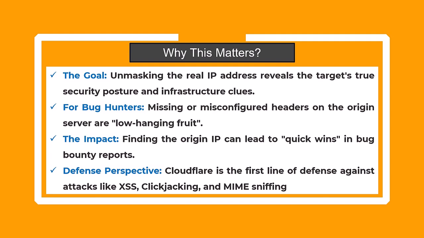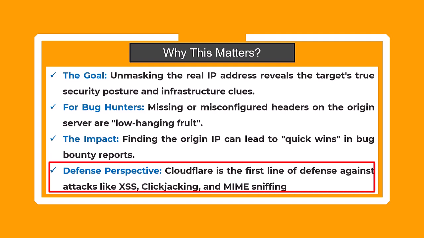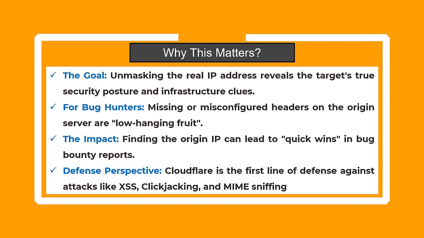Unmasking the real IP address reveals the target's true security posture and gives us vital infrastructure clues that the CDN normally hides. From a defense perspective, a CDN like Cloudflare acts as the primary shield, the first line of defense against common web vulnerabilities, including cross-site scripting, clickjacking, and MIME sniffing. This is exactly why discovering the origin is a goldmine for bug hunters. Origin servers often lack the strict security configurations of the edge network, meaning missing or misconfigured headers on the origin server become easily accessible low-hanging fruit.